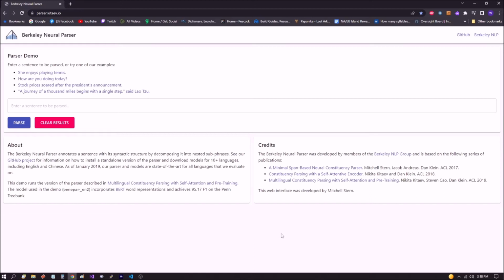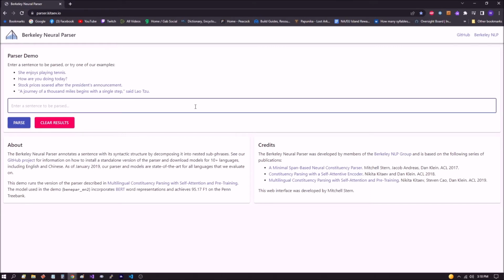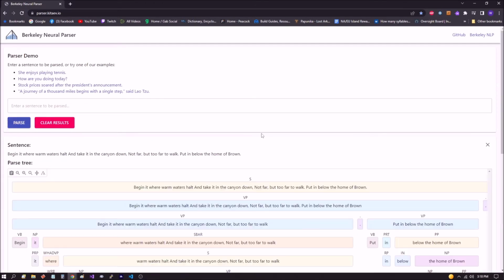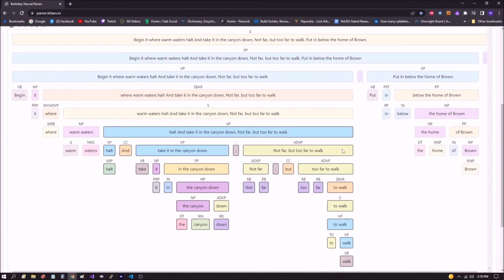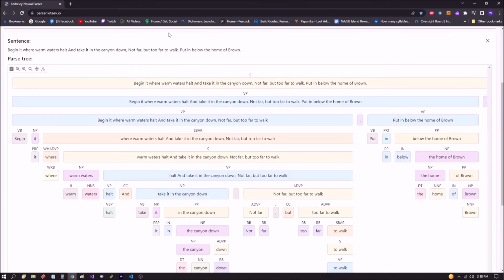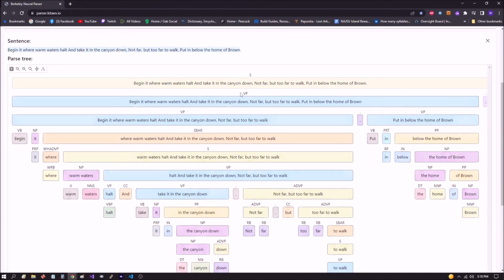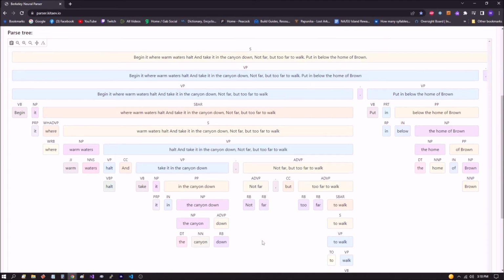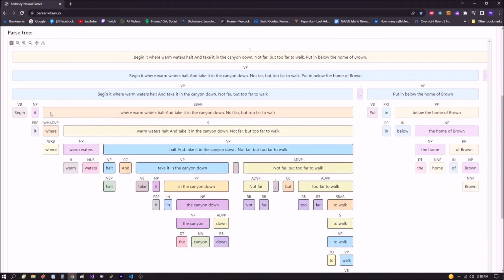But anyway, I thought that you might find it interesting, so I included it in this video here. And let's plug in stanza 2 and we'll tell it to parse it. And as you can see, it generates a nice chart, breaks everything down, beginning with the first sentence. It breaks everything down into phrases and subphrases.